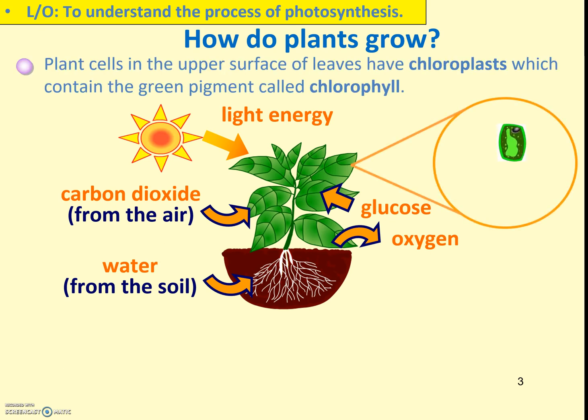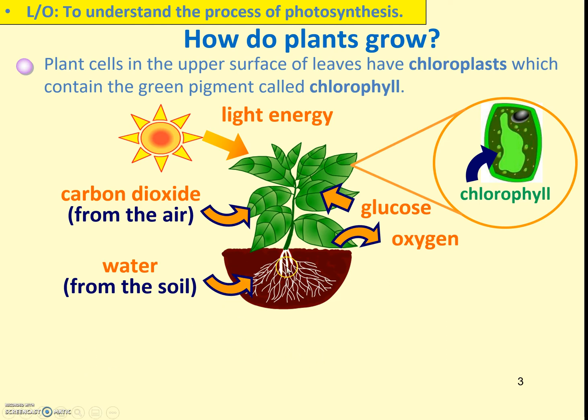Plant cells in the upper surface of leaves have chloroplast, which contain the green pigment called chlorophyll. Sunlight is like the fire that produces or provides heat like a cooker. The plant uses light energy in order to make food. The chlorophyll absorbs the sunlight and uses it to convert carbon dioxide from the air, and water from the soil, into glucose. Oxygen is also produced, which animals and humans need in order to breathe.